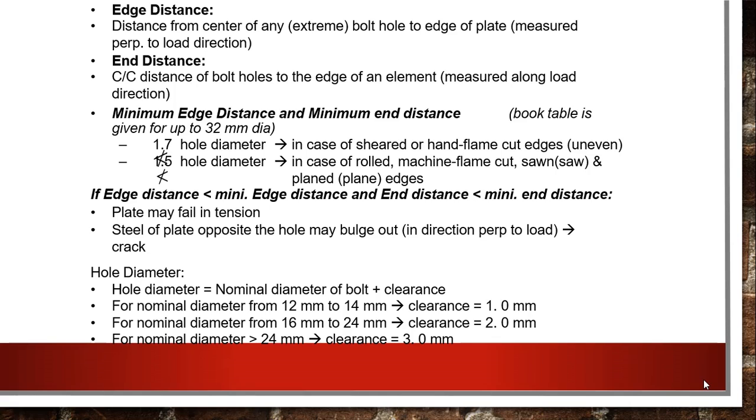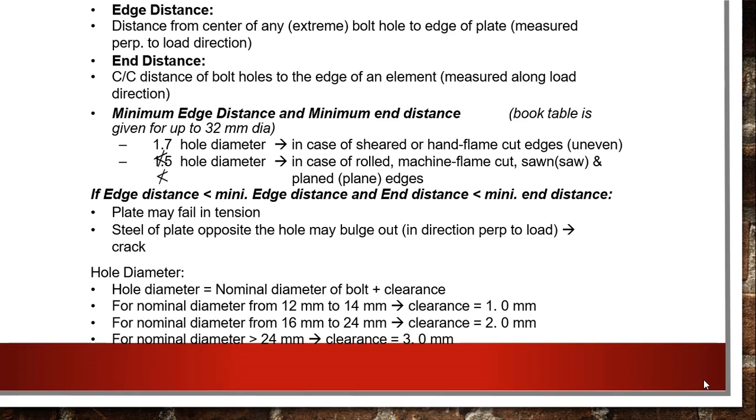So the minimum edge criteria is given in Indian Standard. Minimum edge distance and minimum end distance is 1.7 times the hole diameter in case of sheared or hand flame cut edges, that is uneven in nature, or it should not be less than 1.5 times the hole diameter in case of rolled, machine flame cut, sawn and planed edges.